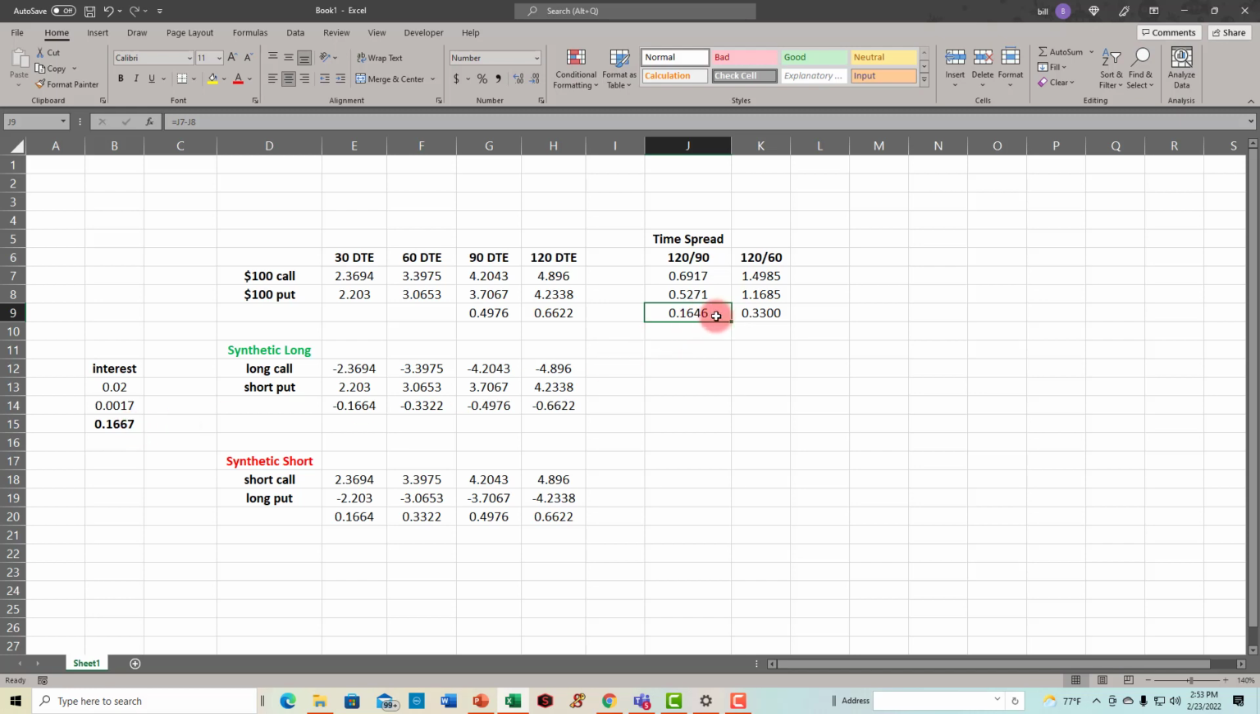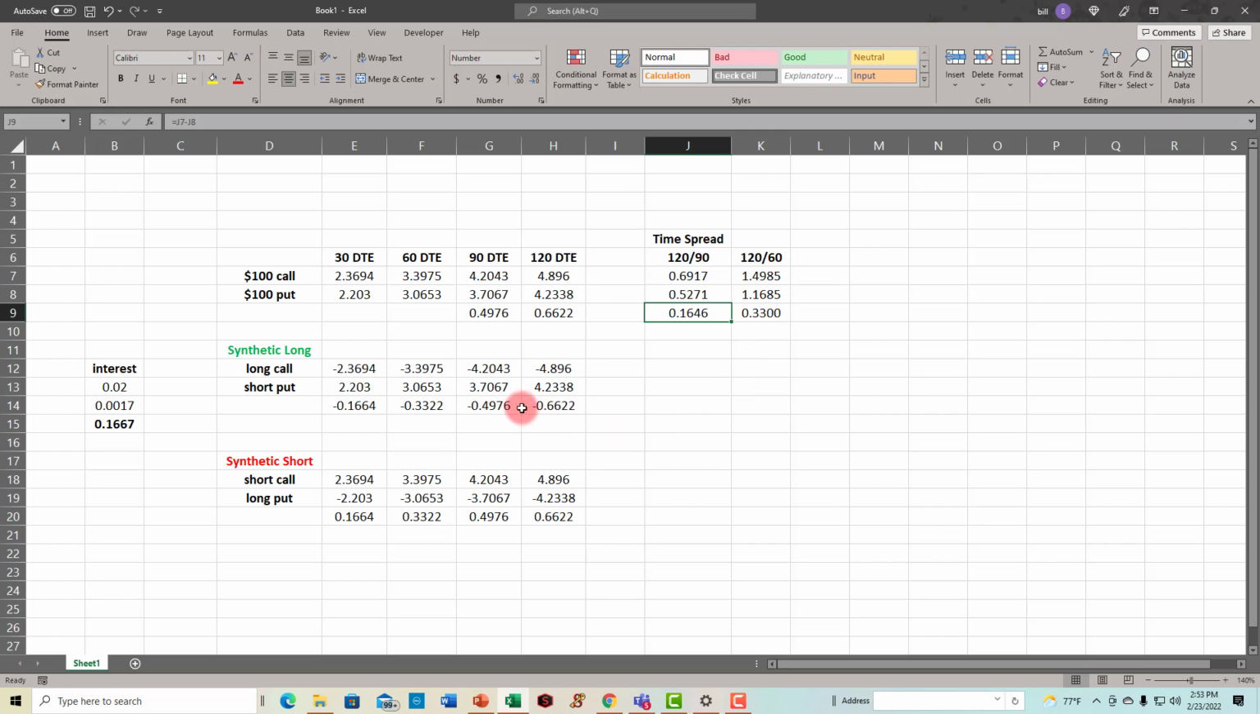So if it's costing you about 16.5 cents for 1 month, it should cost double that, or about 33 cents for 2 months. And there it is. If you buy the 120 expiration, 120 days to expiration, and sell the 60, that's a 60-day difference between them. And so that's going to cost 33 cents.